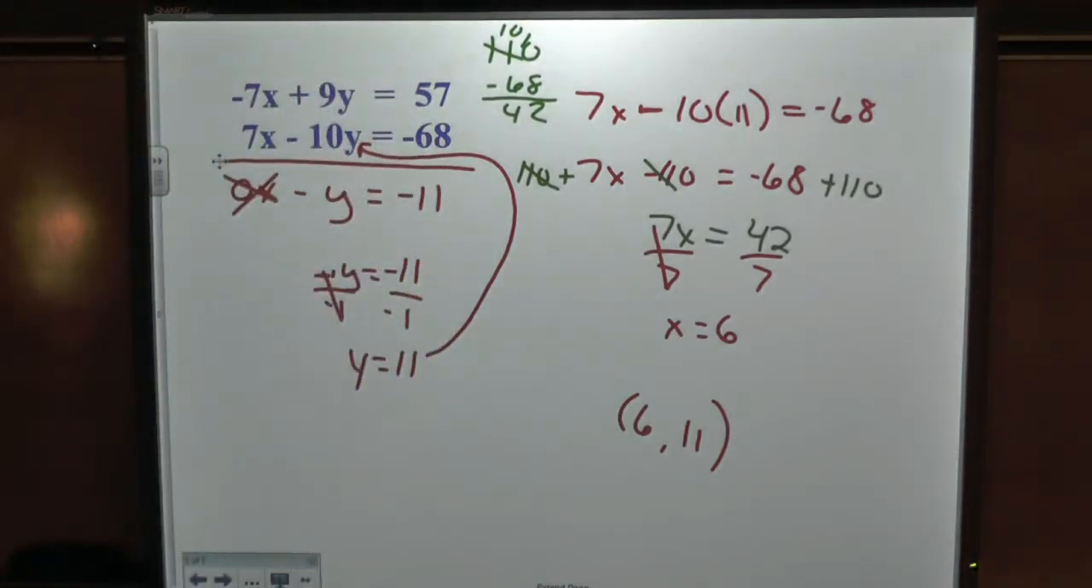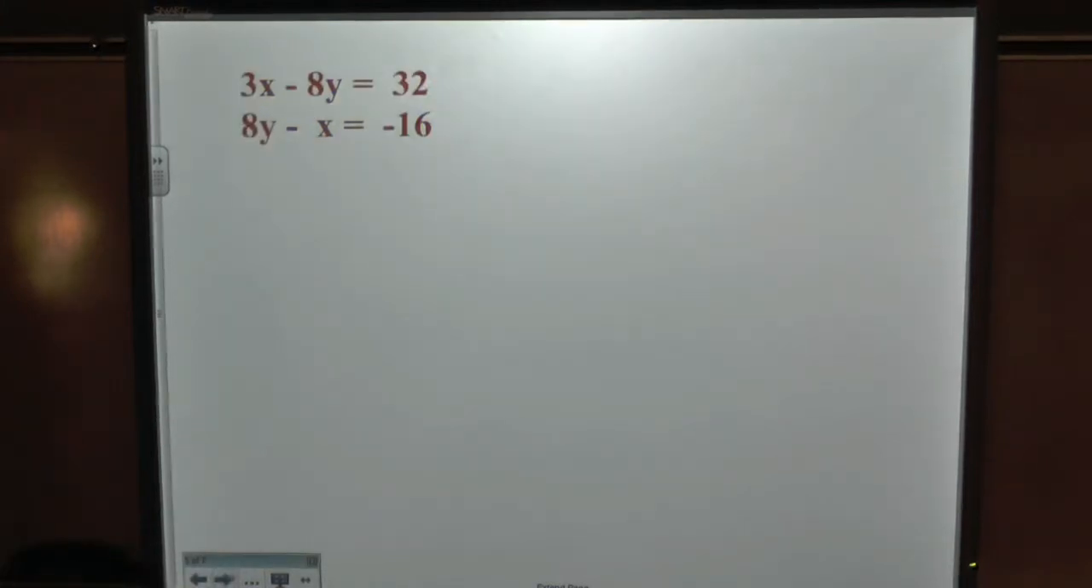So, again, if you graph these two lines, they would intersect at the point (6, 11). All right. Last one.